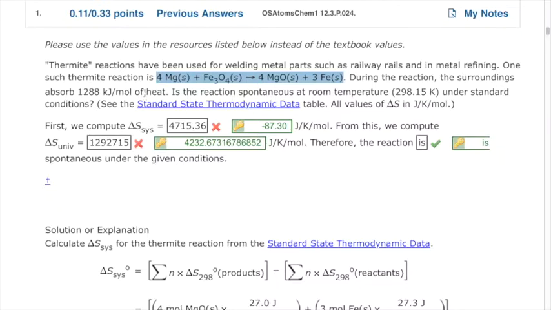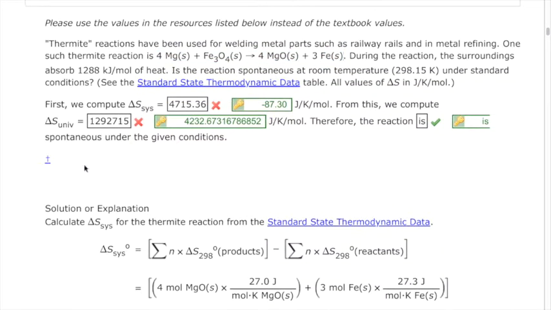So this question kind of walks us through what we need to do in this little section here. We have to fill some blanks. First, we compute delta S, entropy change for the system. From this, we compute entropy change delta S for the universe. Therefore, the reaction is blank under given conditions. So the whole thing here, we need to understand that when isolated, delta S, or change in entropy, is spontaneous when it's positive and non-spontaneous when it's negative.